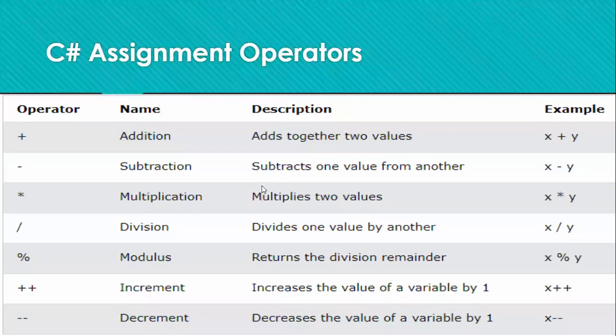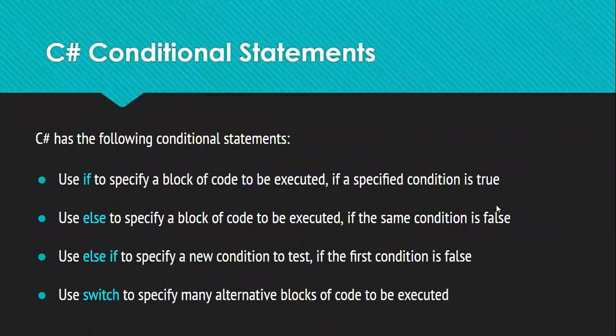Some assignment operators used by C# are plus for addition, minus for subtraction, star for multiplication, slash for division, percentage for modulus operation, double plus for increment, and double minus for decrement. C# also supports different conditional statements like if, else, else if, and switch case, very similar to other languages. So this is all about a small overview and introduction of C#.